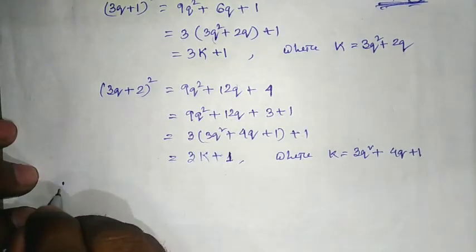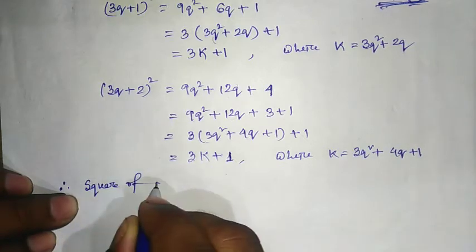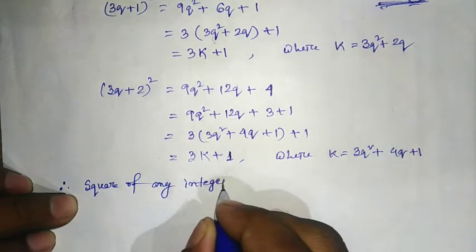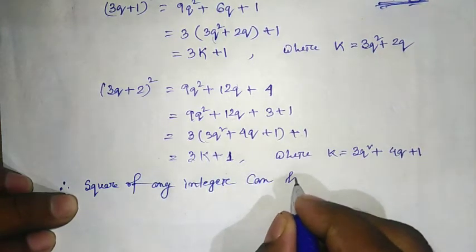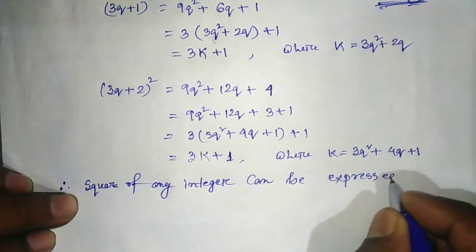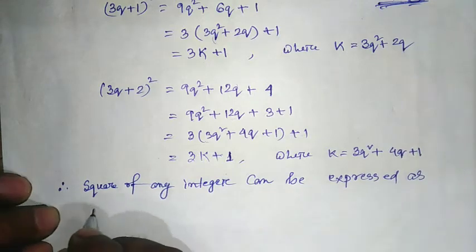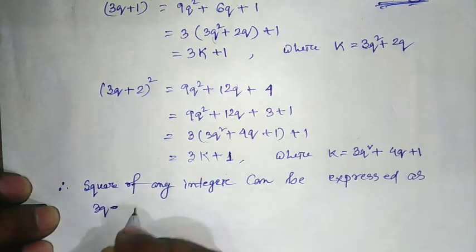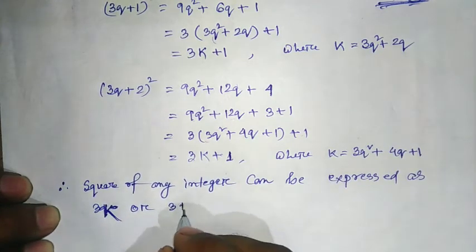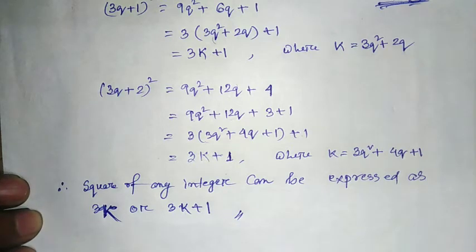Therefore the square of any integer can be expressed as 3k or 3k plus 1. So this is the first sum. So we'll see the next sum.